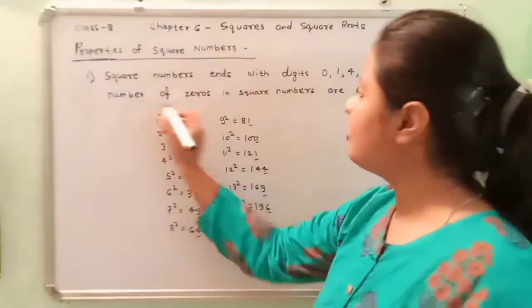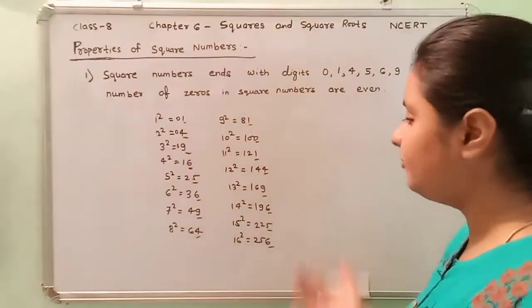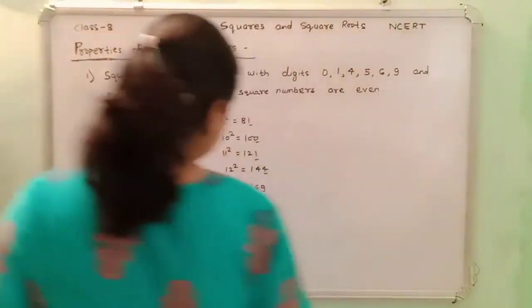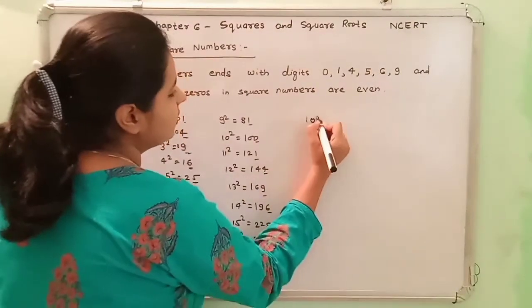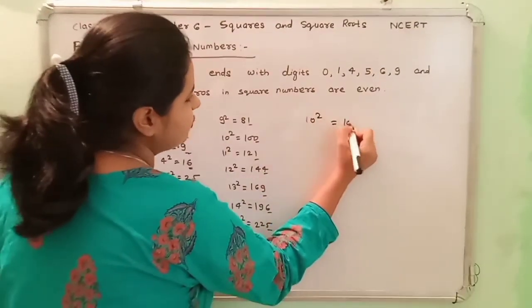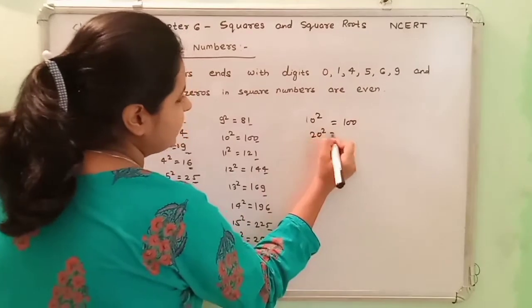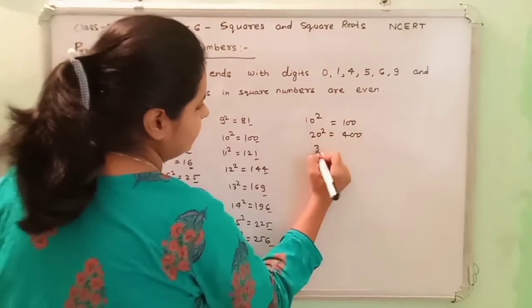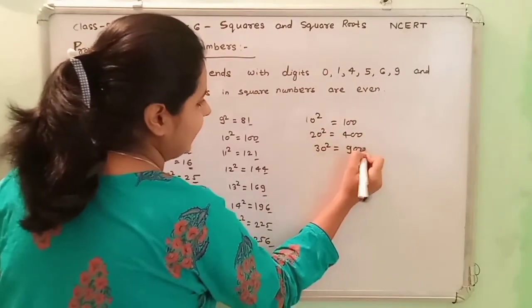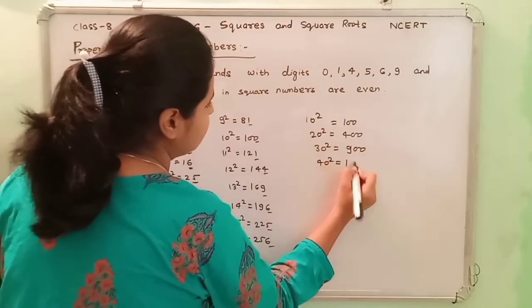Next, the number of zeros in square numbers is even. Fine, number of zeros. Suppose I am going to find the square of 10, so 10 square is equal to 100, 20 square is equal to 400, 30 square is equal to 900, 40 square is equal to 1600.